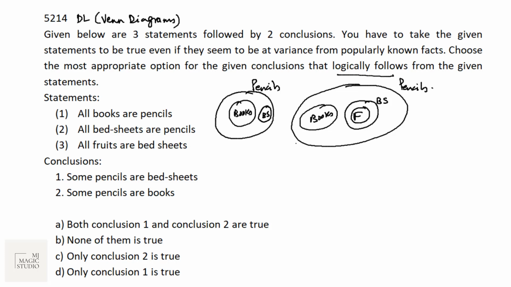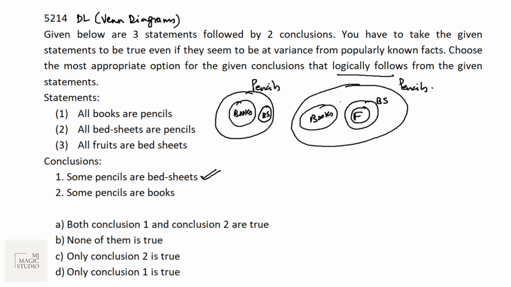We can have many different types of logical Venn diagrams set up here. We can have a common area with books and bed sheets also. So now, the conclusion. Some pencils are bed sheets. Some pencils are bed sheets is correct. All bed sheets are pencils. That means some pencils are bed sheets.